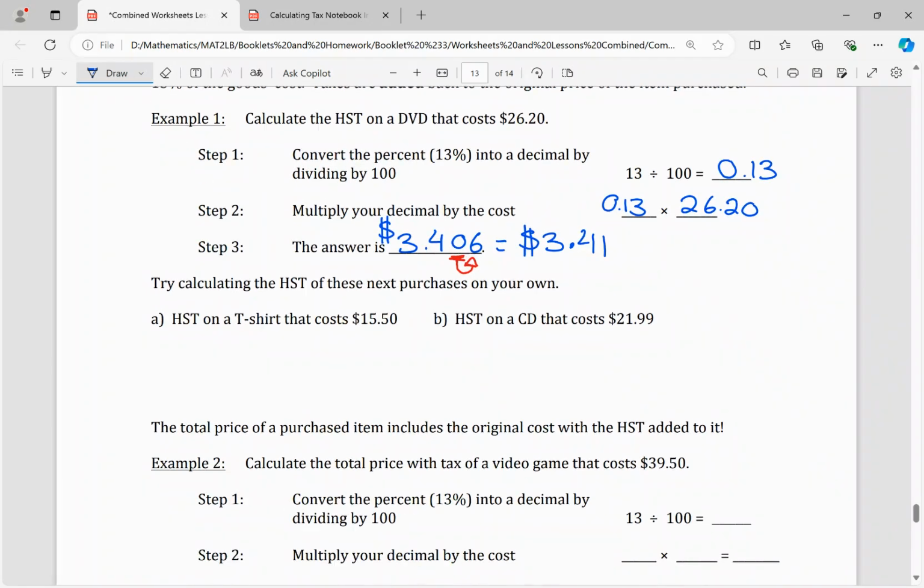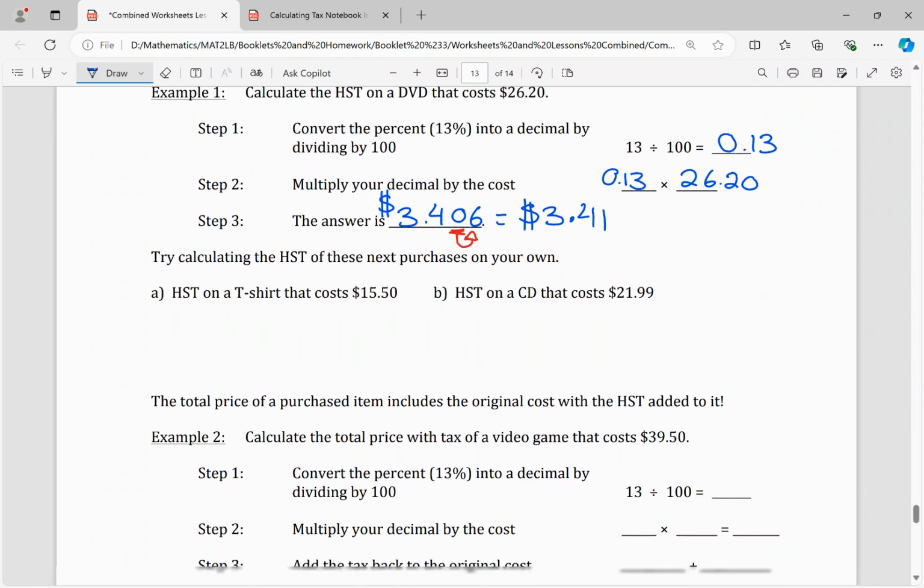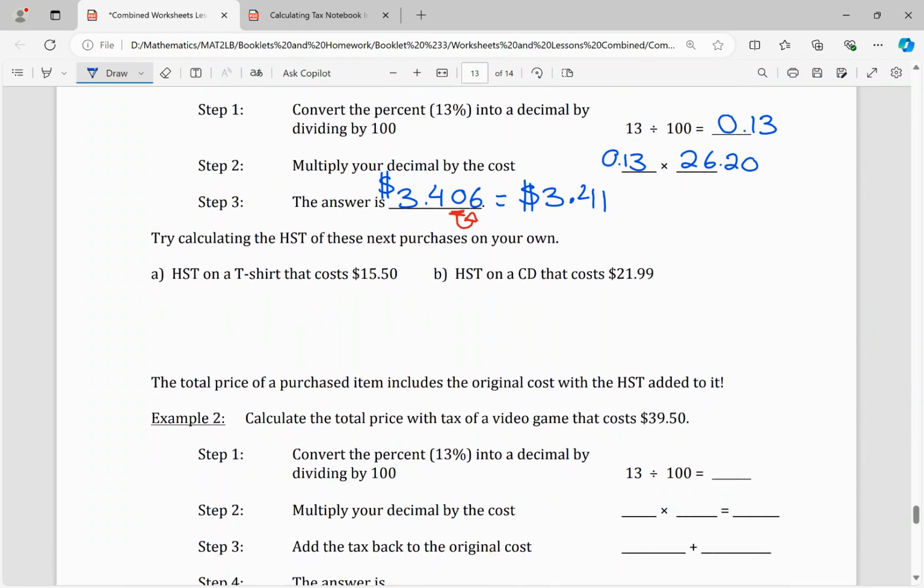Okay? Now, it's important to realize $3.41 isn't the final bill. That is the extra money that we're paying on top of the DVD price, the $26.20. In these next 2 examples, just calculate the tax and then come back here and check that your answers match mine. Let's start with example A. What is the tax on a t-shirt that costs $15.50?